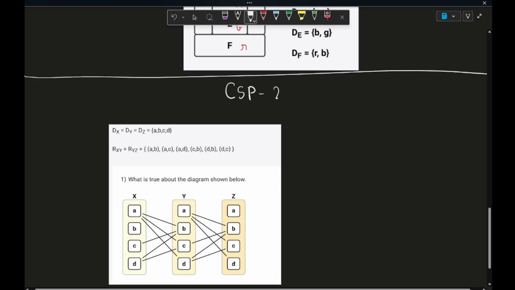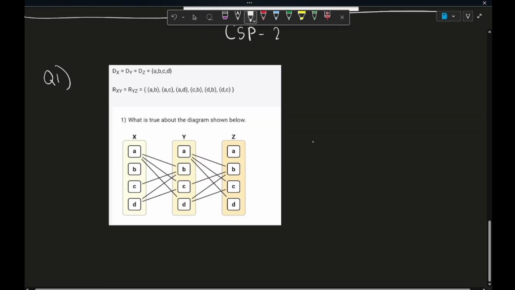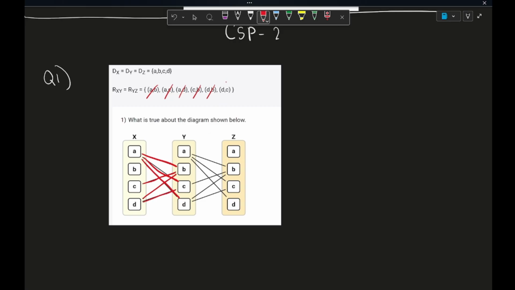CSP2 Q1. So let's just verify first. AB, there is a node here, so this is correct. AC, this is correct. AD, this is correct. Then CB, this is correct. DB, this is correct. And DC, this is correct.